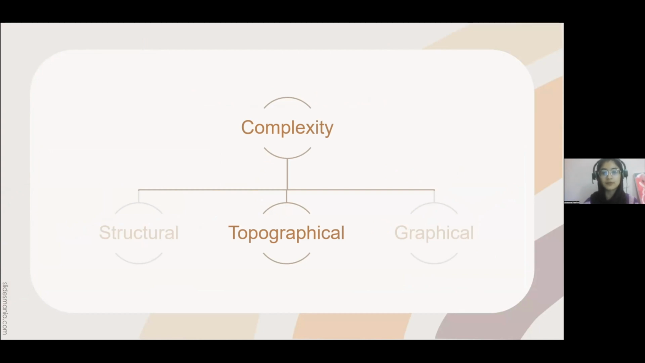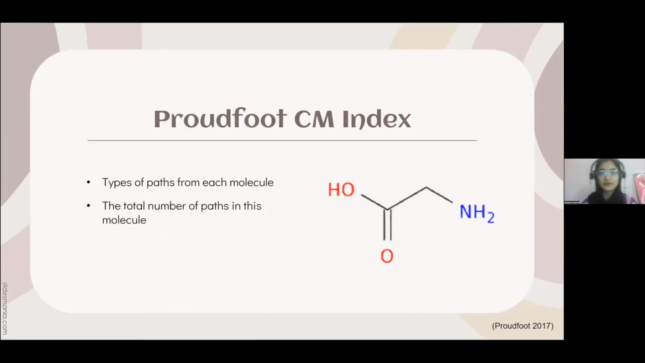Another type of approach to quantifying molecular complexity is topographical. Topographical approaches are those that focus on connectivity and the spatial arrangement of atoms. One example is the Proudfoot CM index. It considers criteria such as types of paths from each molecule and the total number of paths in this molecule. But what does that even mean? Well, consider this carbon atom in this amino acid right here. It has one path emanating from it, a carbon-carbon bond, and another path emanating from it, the carbon-nitrogen bond. These are two chemically distinct paths.